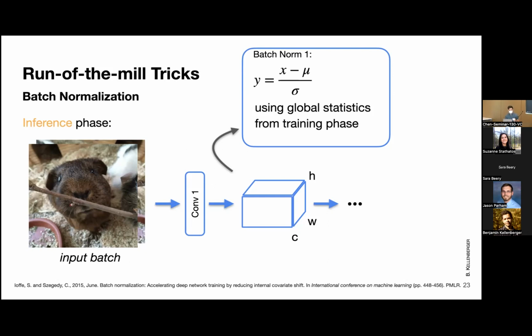But this, of course, what batch norm does, it doesn't necessarily prevent overfitting, but it actually makes training models at scale possible. Many models don't work at all without batch norm.